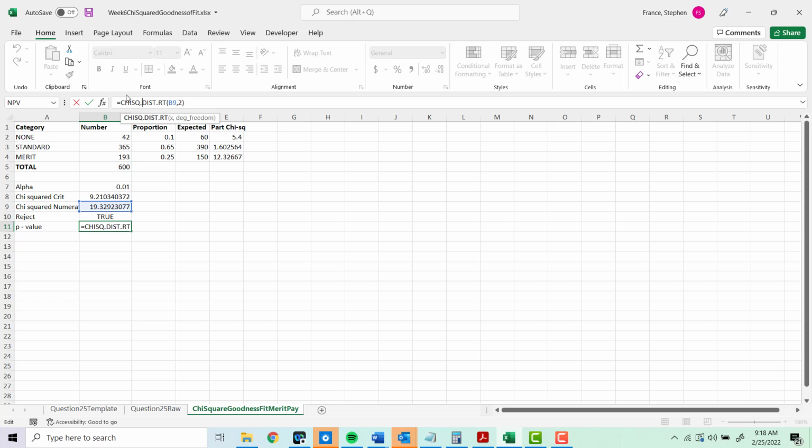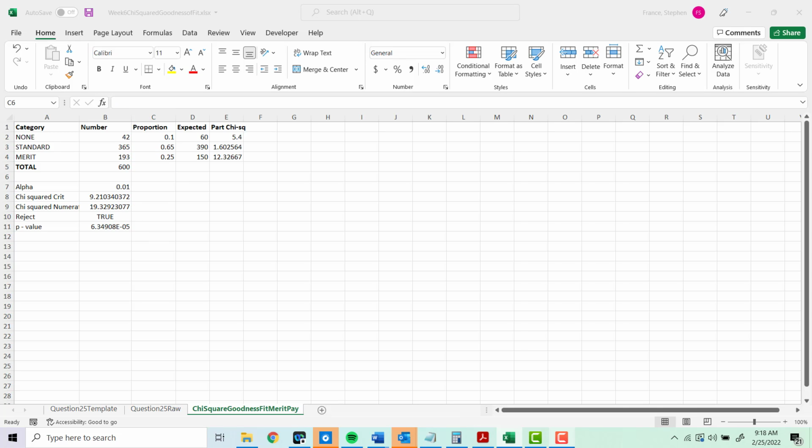And here to get the p-value, we're just taking our statistic, and the inverse converts the probability to a statistic. The dist function converts the statistic into a probability, a p-value here. And you see this p-value is very small, so again, we reject. So we say there is enough evidence to reject this null hypothesis that the proportions of our Google employees getting no pay rise is 0.1, a standard pay rise is 0.65, and a merit pay rise is 0.2.